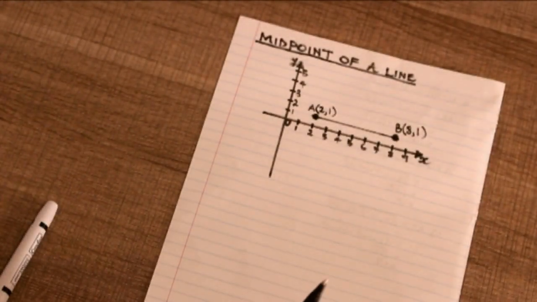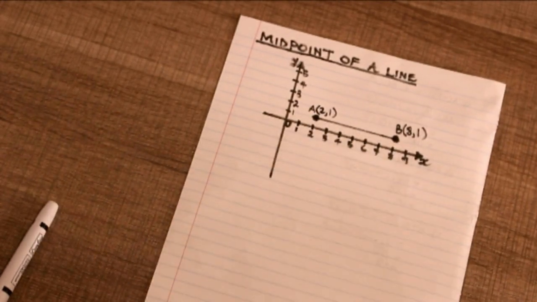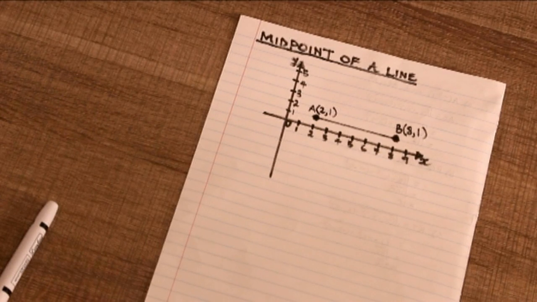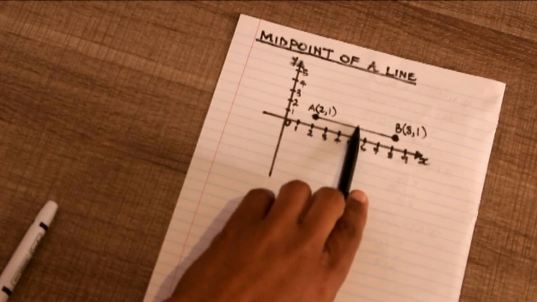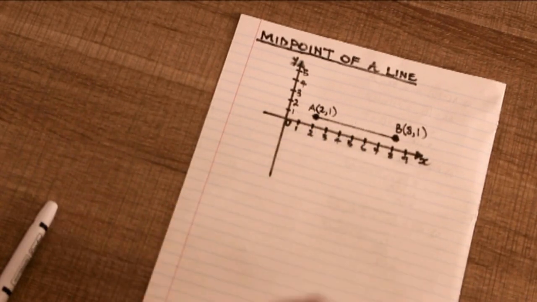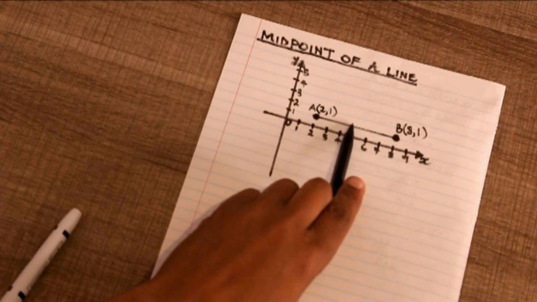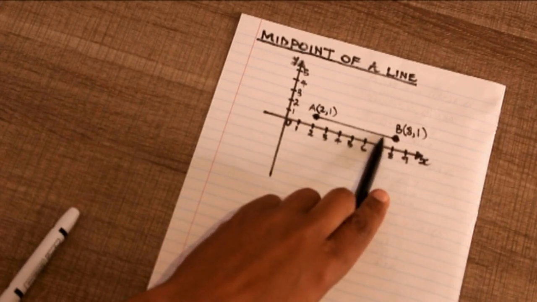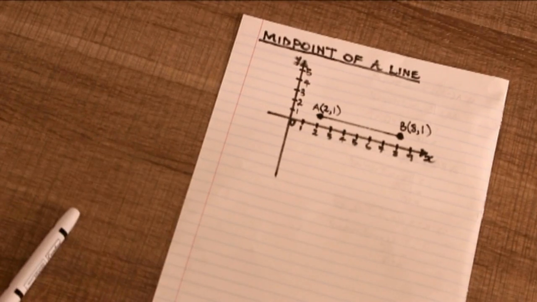About a midpoint of a line, let's consider the line between A and B. That line between A and B. How can we get the midpoint? The midpoint is halfway through the line. Now let's look at the number of units this line is. It's 1, 2, 3, 4, 5, 6. From 2 to 8 it's 6 units.